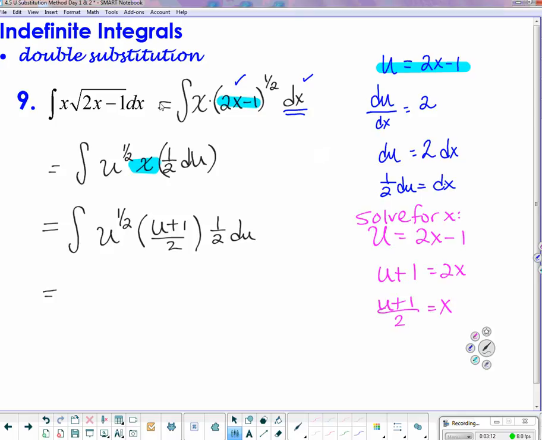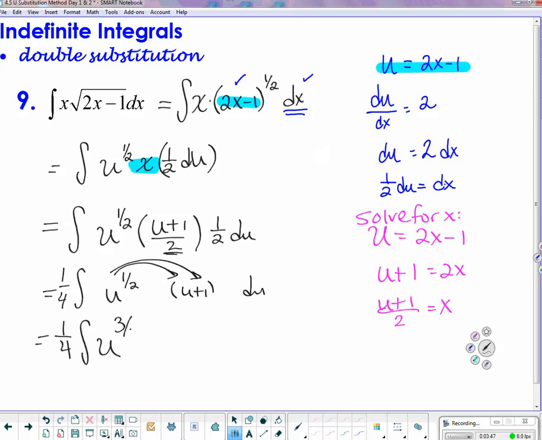I'm hoping you see what I see, and that is that I have a 1/2 times (u plus 1)/2 du. Get some parentheses there. This means 1/2 times 1/2, doesn't it? So I can take my 1/2 times 1/2, call it a quarter, bring it out front since it's a multiplier. That will leave me with u to the 1/2 times this u plus 1. So let's distribute and turn this into a polynomial.